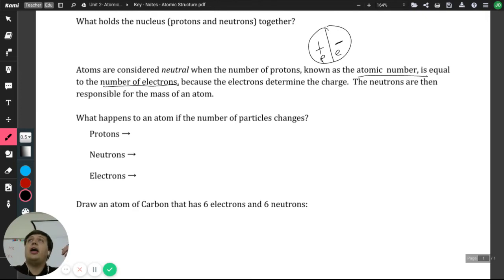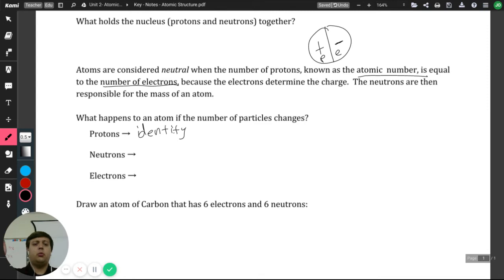So if, for instance, I have 3 protons, then I immediately know that that's lithium, because lithium's atomic number is 3. If I have 7 protons, I'm talking about nitrogen, because nitrogen's atomic number is 7. So if I change my number of protons, I change the identity. So now I know what happens if I change my protons. I'm changing what substance I have.